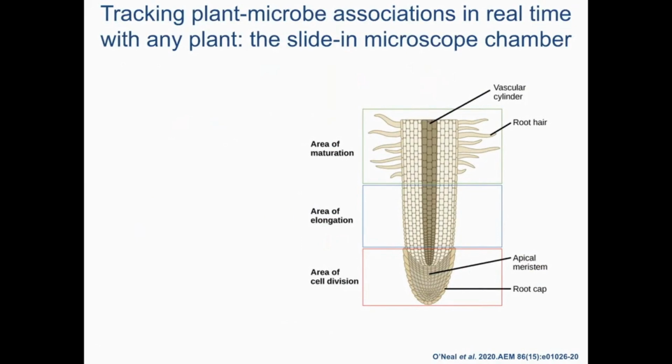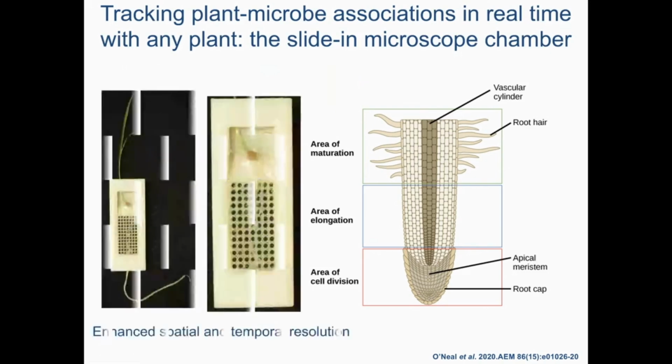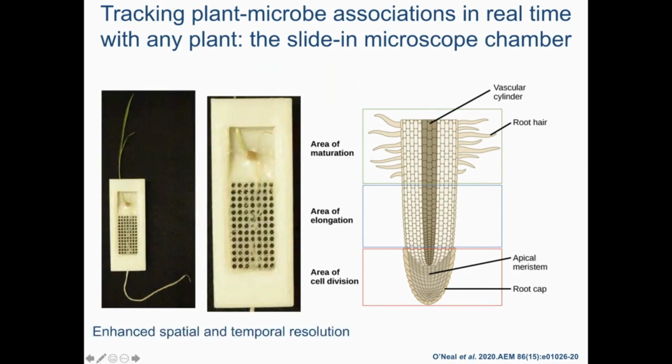And my laboratory was especially interested in looking at how cells behave in different regions of the root. So the root hair, where there's a lot of absorption of nutrients, the root elongation zone, as well as the root cap or root tip. And what we did is we developed a slide-in microscope chamber, which is a 3D printed chamber in which you can plant little seedlings. And the seedlings will be incubated in a gel that supports plant growth. And you can also inoculate bacteria to this.